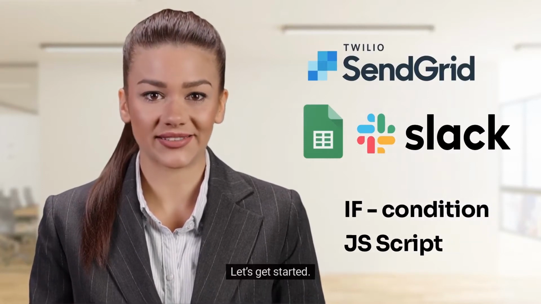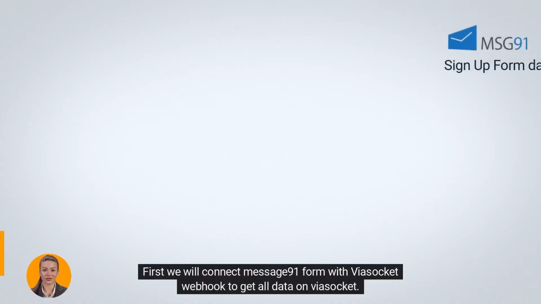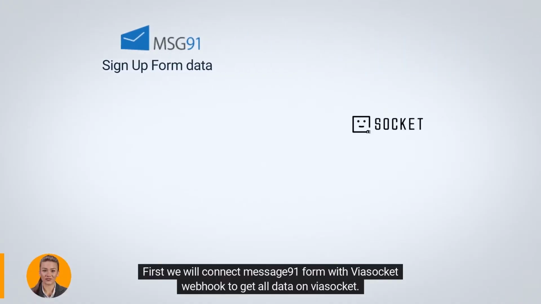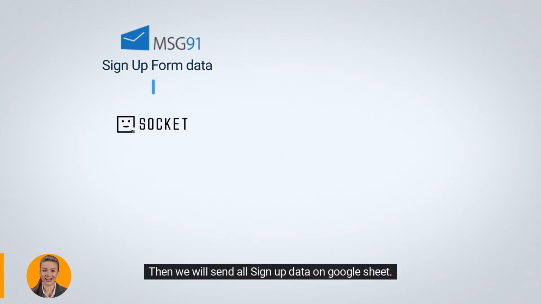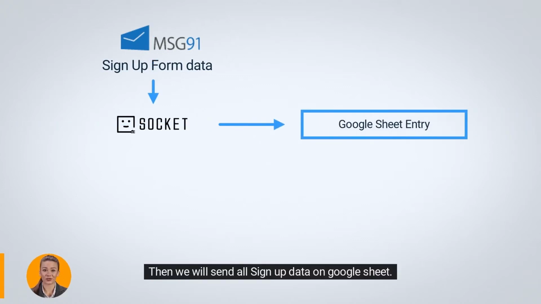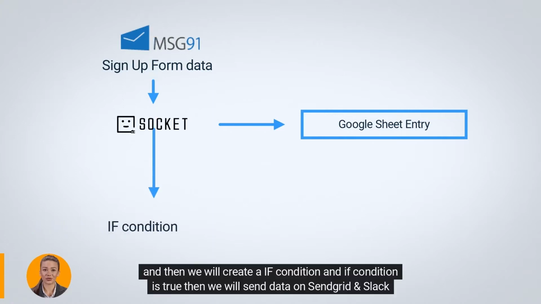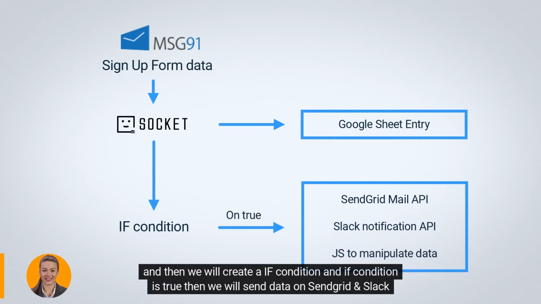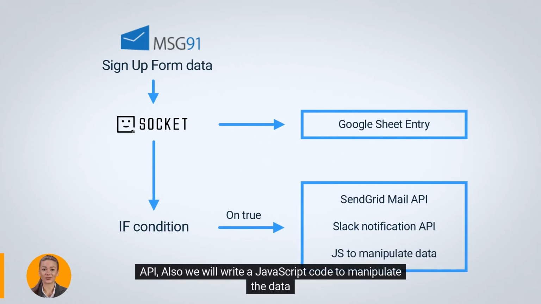Let's get started. First, we will connect the Message 91 form with a viaSocket webhook to get all data on viaSocket. Then we will send all sign-up data to Google Sheet. And then we will create an if condition, and if the condition is true, then we will send data to SendGrid and Slack API. Also, we will write JavaScript code to manipulate the data.